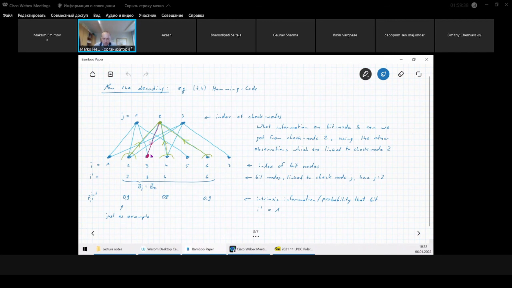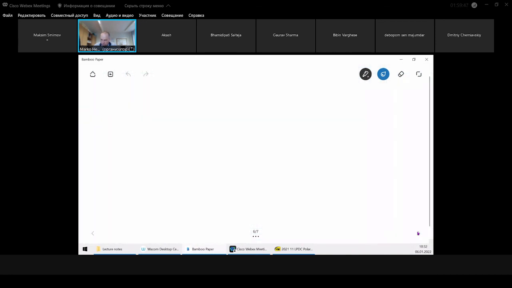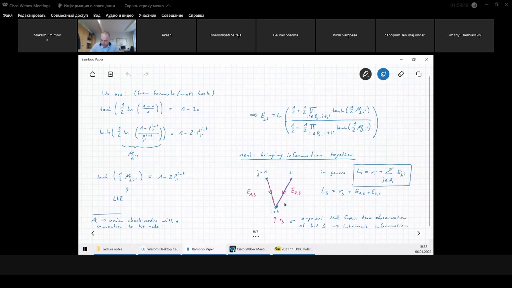Extrinsic information, which basically improves the estimate of our bit, as we've seen here. We know something before our bit, but we also have additional knowledge from the other bits. That's the main message for today. What do we gain from observing the other bits while decoding one specific bit?